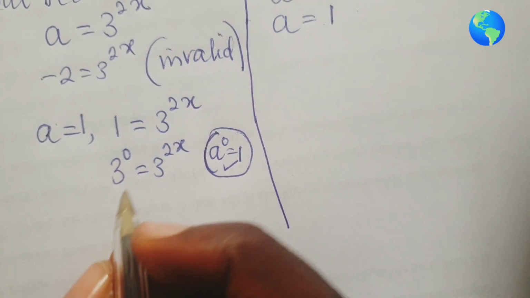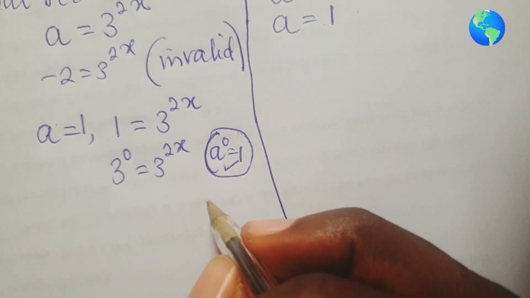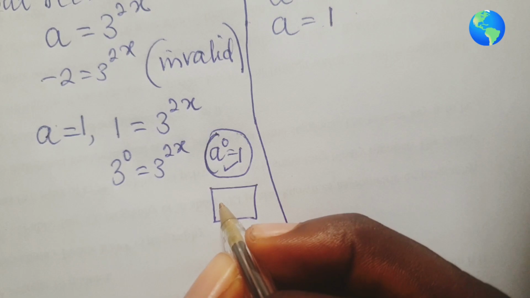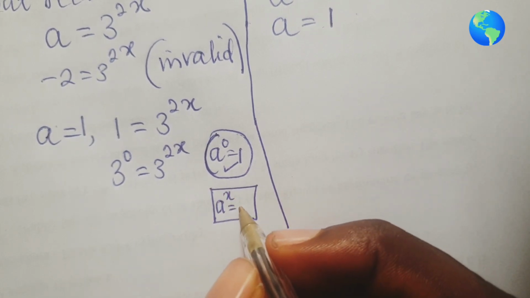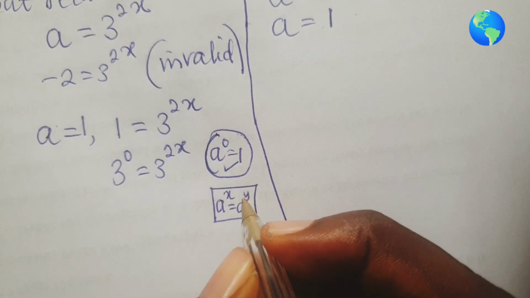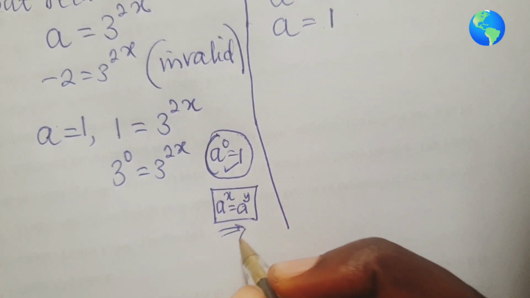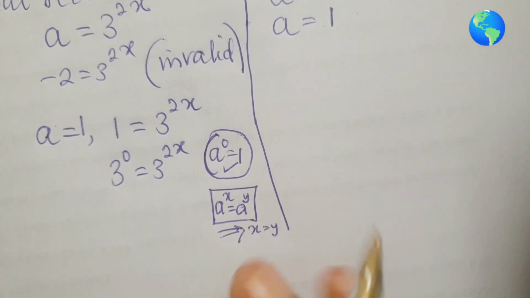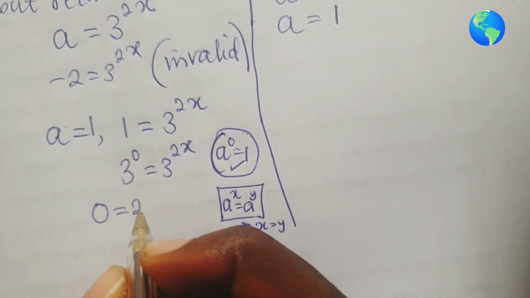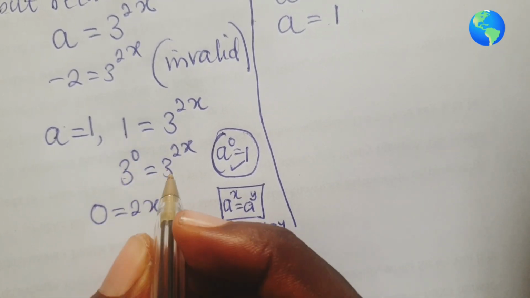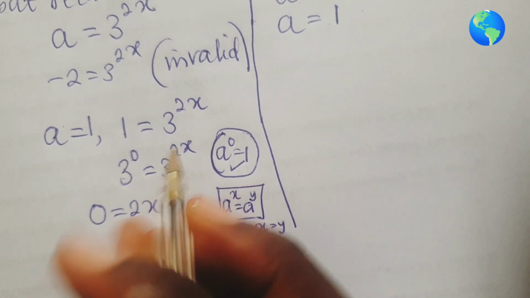So for that case, remember again, we said from the law of indices that when we have two bases raised to different powers, we can equate the powers, right? So if I have a power x equals to a power y, it implies that x equals to y, we just equate the power. So same thing will happen here. I'm going to have 0 equals to 2x, because we are equating the bases, 3 and 3.